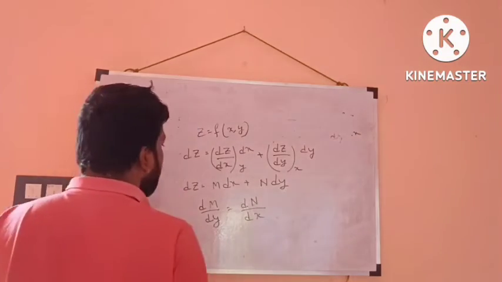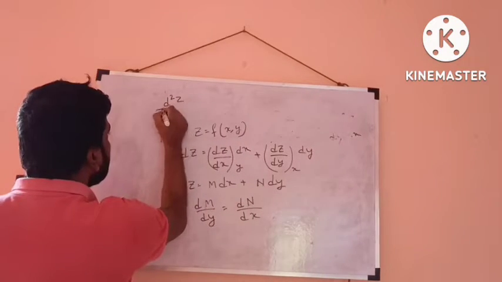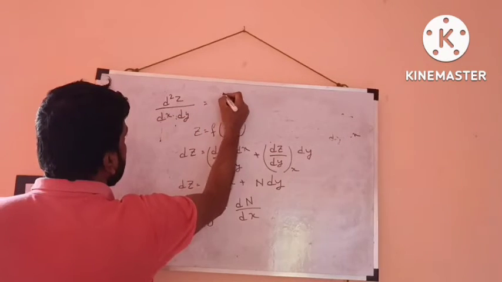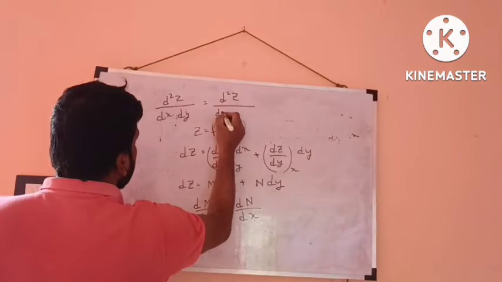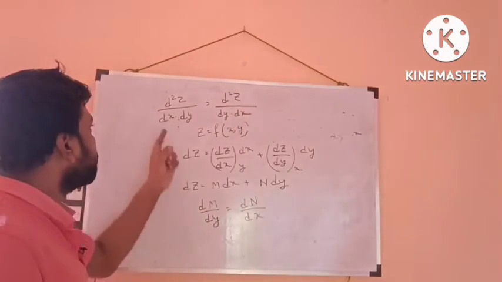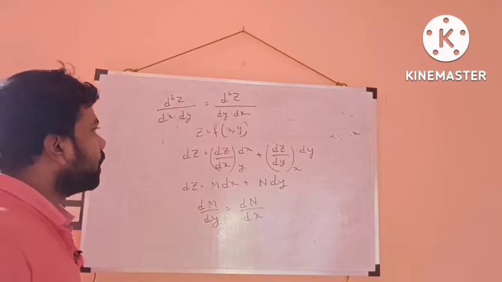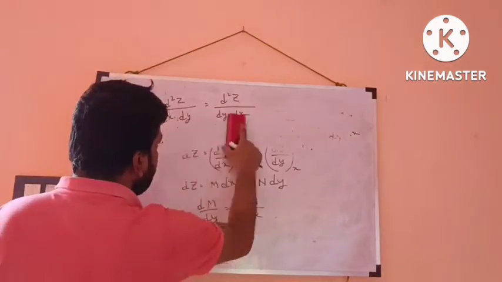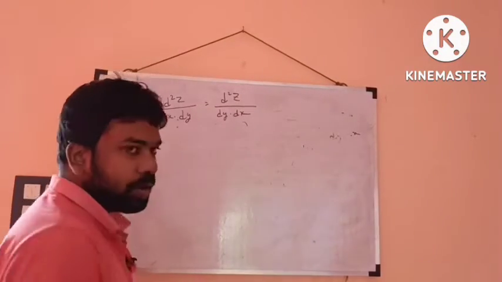Now, another form of satisfying this condition is that the mixed second derivatives are equal: del square z by del x del y and del square z by del y del x. Any equation satisfying this, we can also call a state function. Let's take one example of a state function.